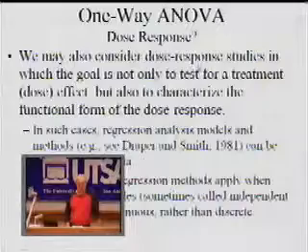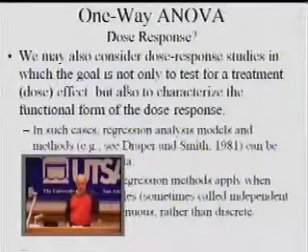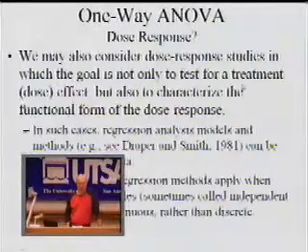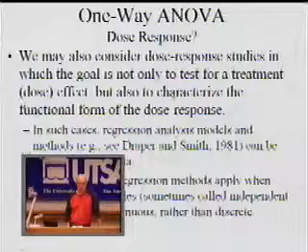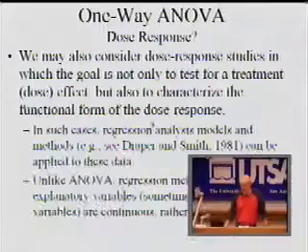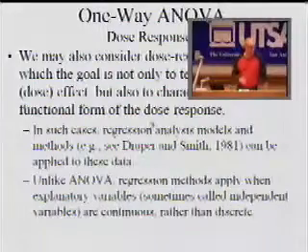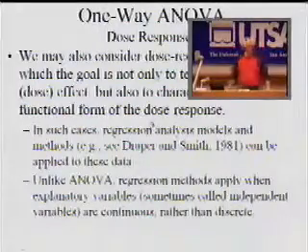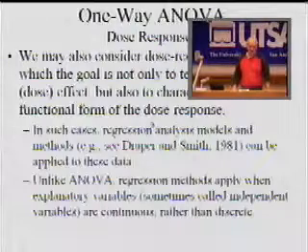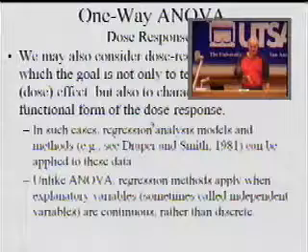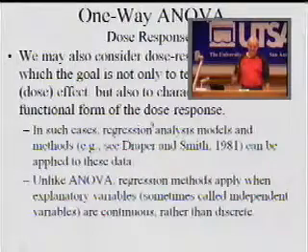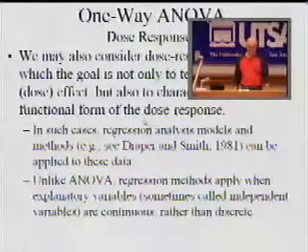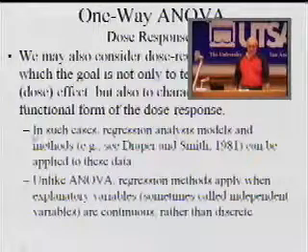You may also consider dose response studies in which the goal is not only to test for a treatment dose effect, but also to characterize the functional form of the dose response. So is it an inverted U? Is it U-shaped, inverted U-shaped, or S-curve shaped, whatever it may be? Is it truly linear? As long as there's a dose response and it fits one of the known models, we feel that we have a stronger case to claim a causal association between the test factor and the outcome measure.